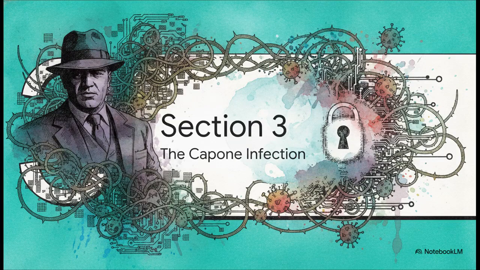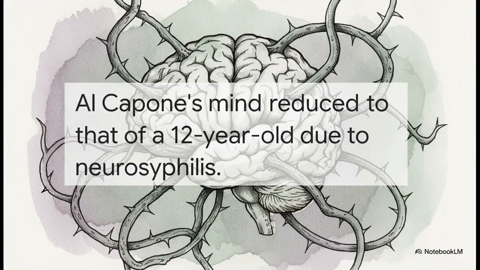Which brings us to Section 3, the Capone infection. So let's look at a visceral historical anecdote that makes this concept of a locked memory absolutely unforgettable. You've probably heard of the notorious mobster Al Capone. Well, in his later years, he suffered a catastrophic physical decline. Medical history actually shows us that his highly capable criminal mastermind was eventually reduced to that of a 12-year-old.